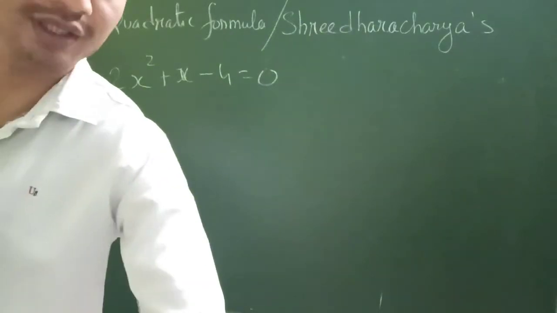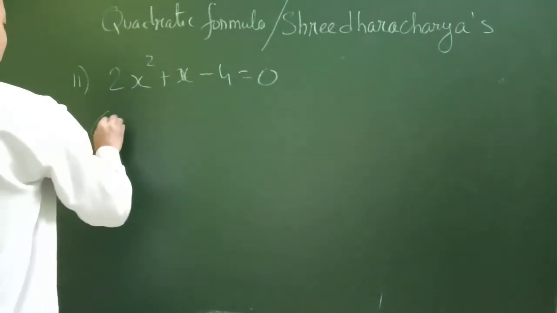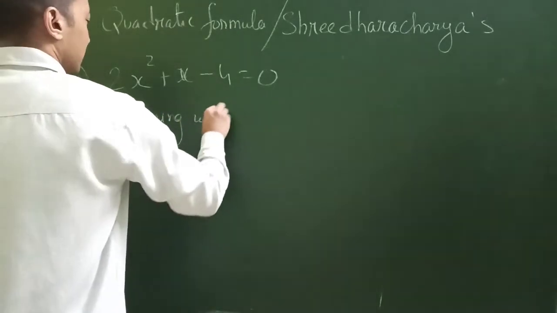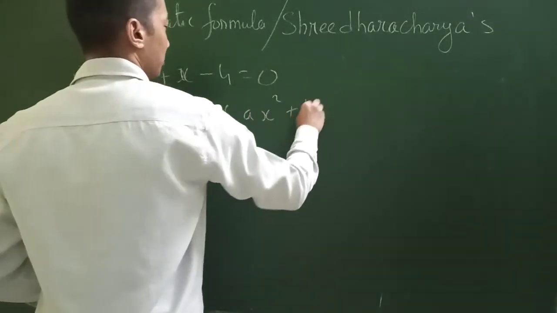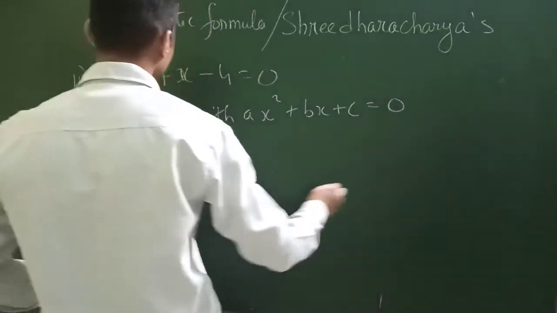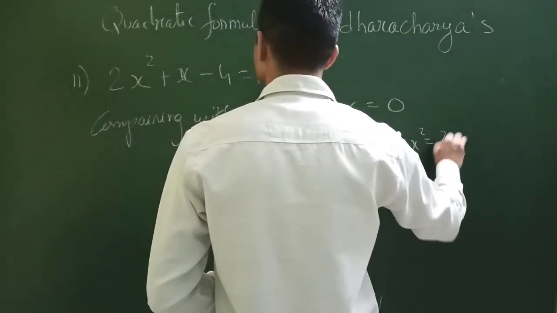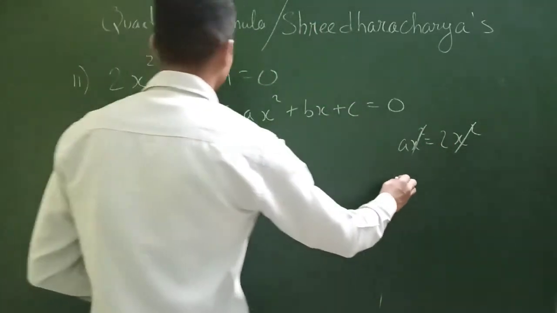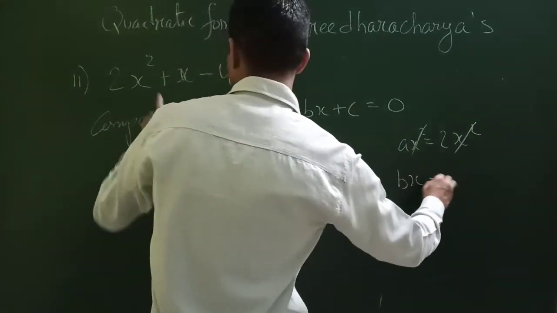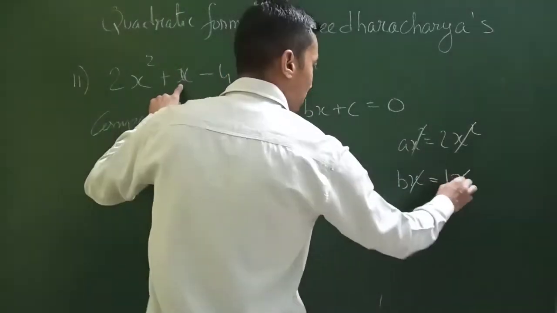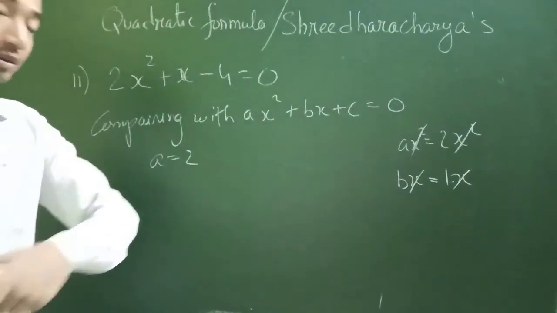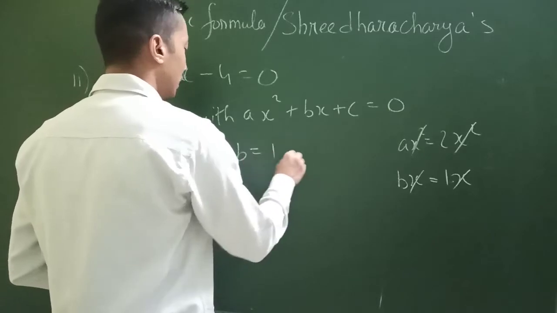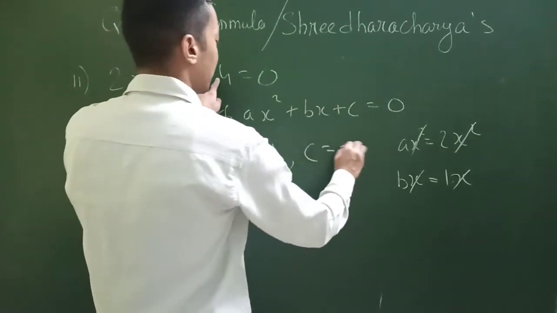As I mentioned, comparing the coefficients, what will we get? Comparing with ax square plus bx plus c equal to 0. What will be a? x square is 2x square, so a is 2. What will be b? bx is there only x, nothing means 1. If it were 0, it would completely disappear, no? So b equal to 1, and of course c value is minus 4.